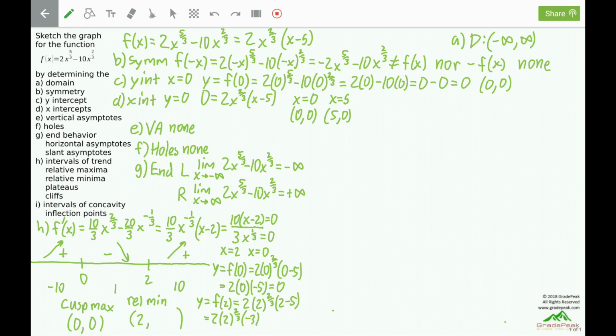We can bring the -3 out front with the 2. 2 times -3 is -6. And then 2 to the 2/3 power. 2 is not a perfect cube. We can square the 2, and 2 squared is a 4, and write that as the cube root of 4 times the -6 if we wish, but it will not be an integer. So I'll leave it as -6 times 2 to the 2/3 power.